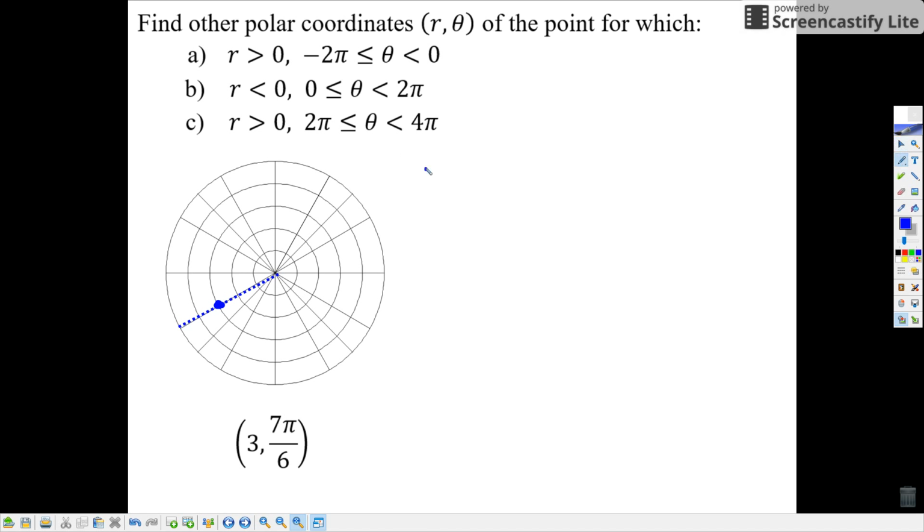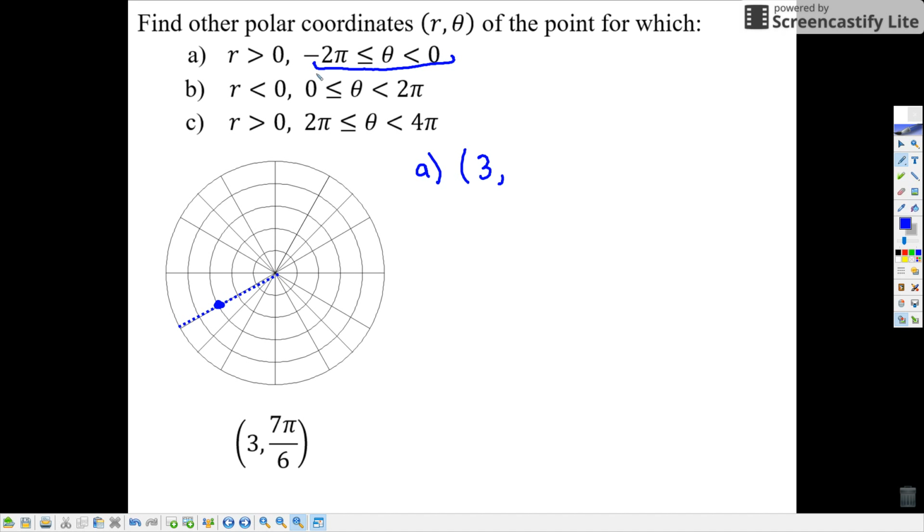Now for letter A, now that we've graphed that, we want r to be positive. So that means we're just going to keep it at +3 since it's greater than 0. Now we want theta to be between -2 pi and 0. So since it's a +3, we want the angle to land on this terminal side. And we do want it to be negative, though. That's basically what this is saying.